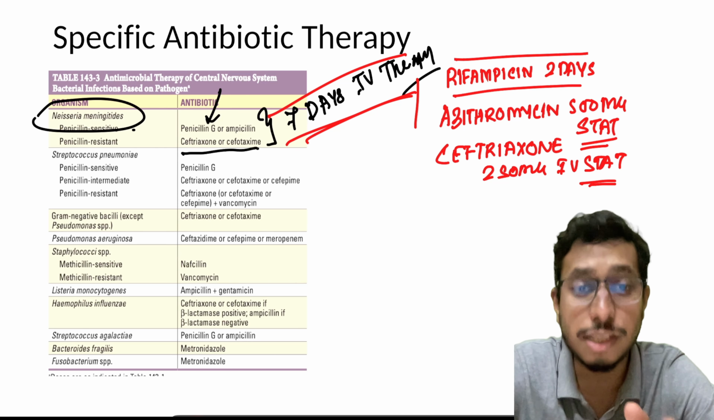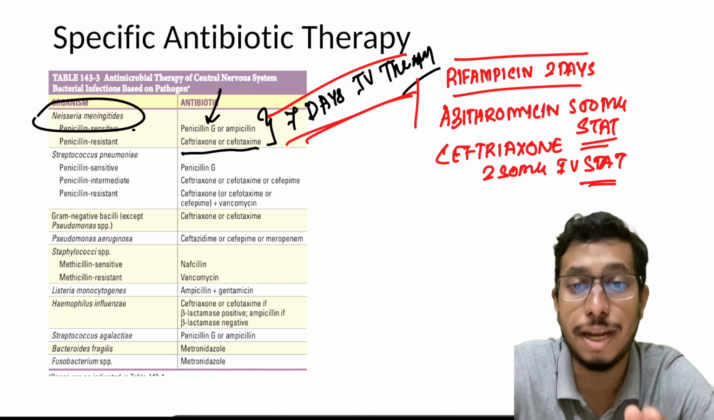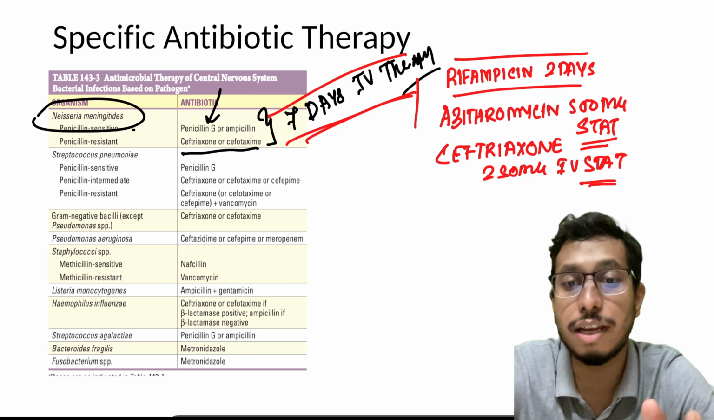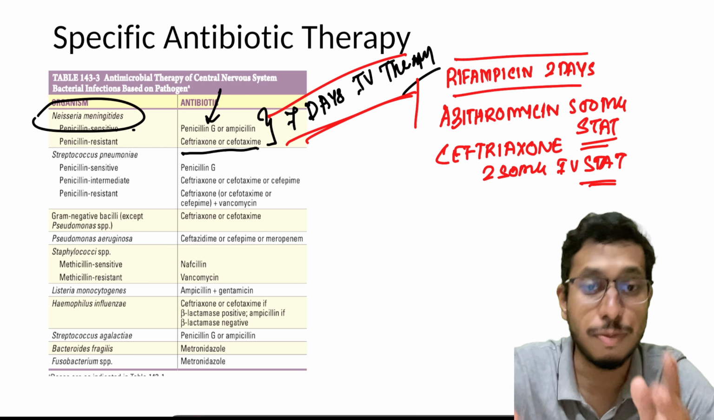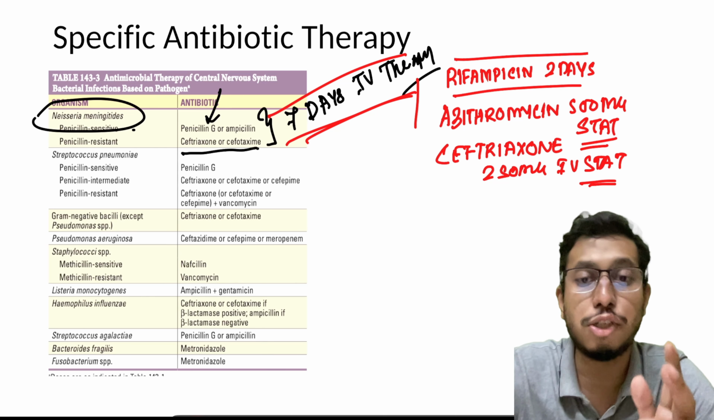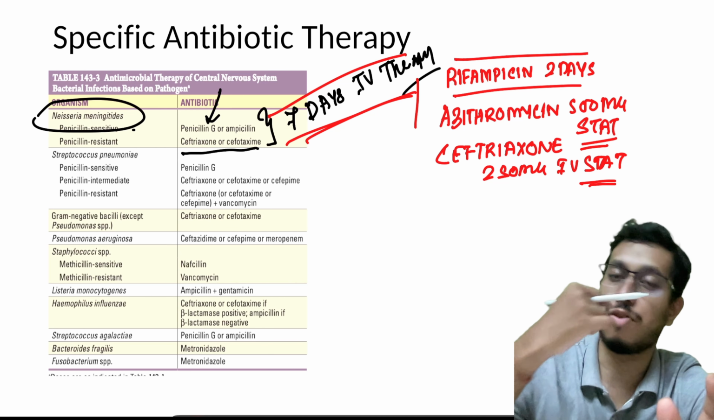Next we have Streptococcus pneumoniae. So for Streptococcus pneumoniae, empirical drug should be given in the form of cephalosporin, which can be ceftriaxone, cefotaxime, or cefepime, plus vancomycin should be added. Now it should be adjusted based on minimum inhibitory concentration.